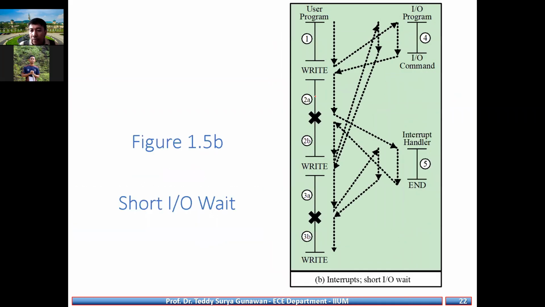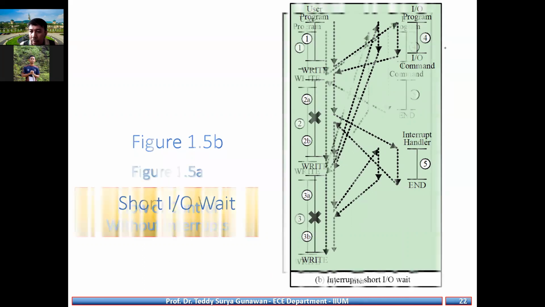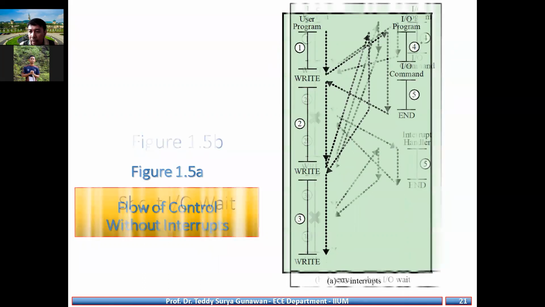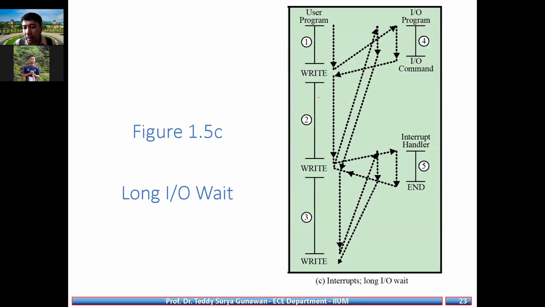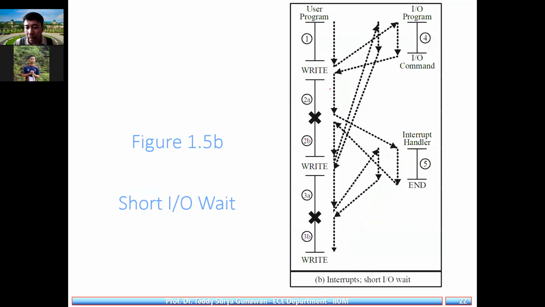What if you have a short I/O wait? Of course the I/O commands run up to here. You need to run this one first, and this is the overhead. Just go to here first, then run. While running, the interrupt says that I'm finished. Then the I/O command, then the interrupt says I am finished. Then you go and attend to this interrupt handler, and then stop here for a bit to get the result, and then you can continue.